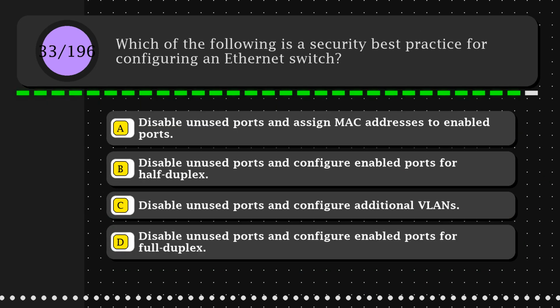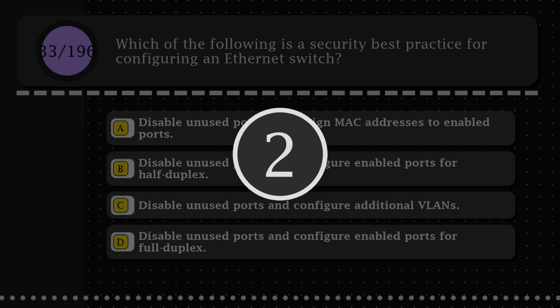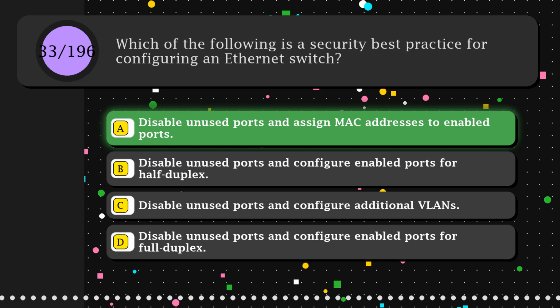Question 33. Which of the following is a security best practice for configuring an Ethernet switch? Option A, disable unused ports and assign MAC addresses to enabled ports. Option B, disable unused ports and configure enabled ports for half duplex. Option C, disable unused ports and configure additional VLANs. Option D, disable unused ports and configure enabled ports for full duplex. The correct answer is option A, disable unused ports and assign MAC addresses to enabled ports.